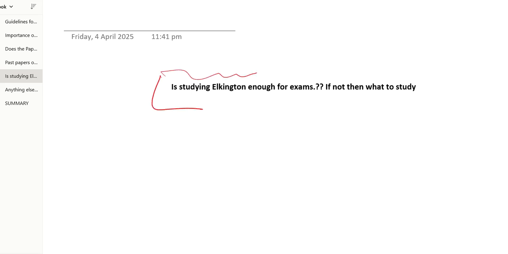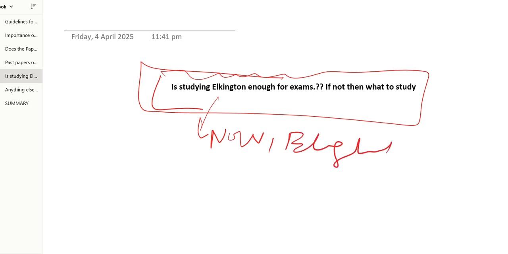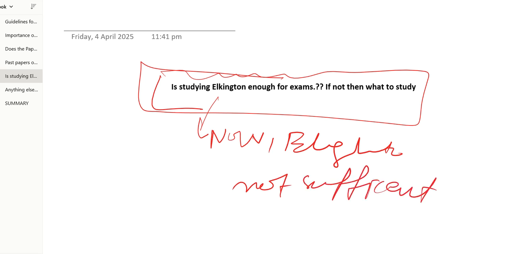Is studying Elkington enough for the ICO optics exam? No, in the past Elkington was sufficient, but now Elkington is not sufficient. You have to read other resources. I will explain what the other resources are.